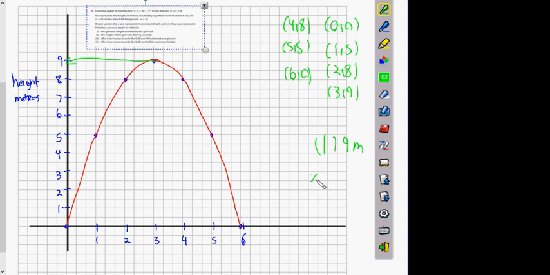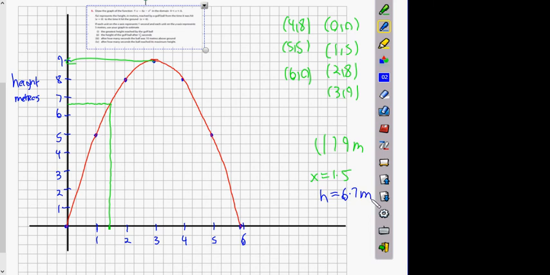X equals 1.5. Where's 1.5? Halfway up, isn't it? Now draw a line going all the way up. You should use a ruler. I haven't got a ruler available to me. And then go straight across. And what do we think the answer is going to be? 6.6, 6.7. Okay, so let's call it height equals 6.7 meters.